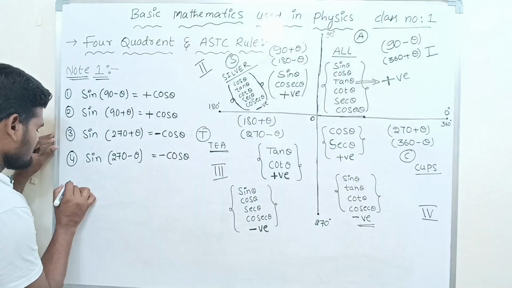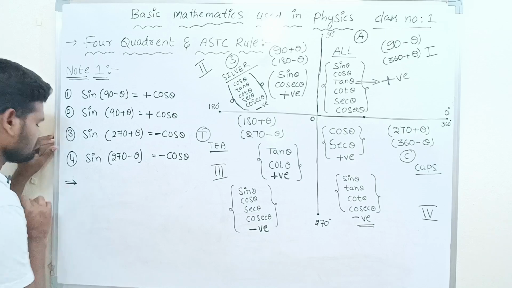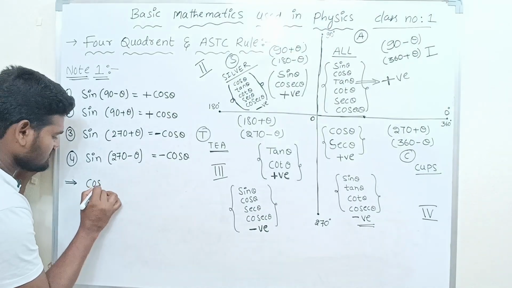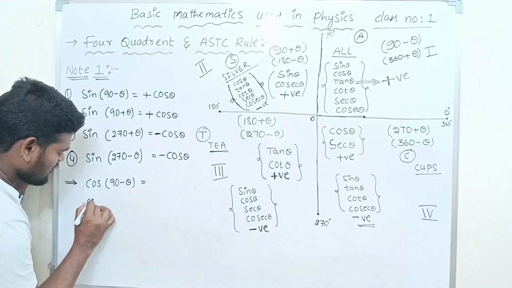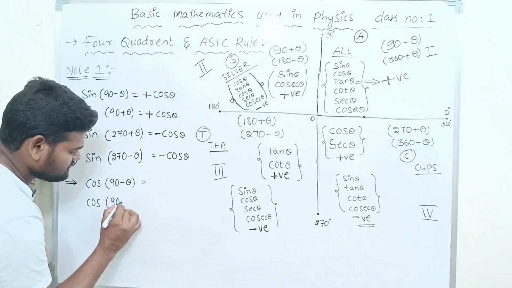Right. Next one. For cos theta. Cos 90 minus theta. Cos 90 plus theta.